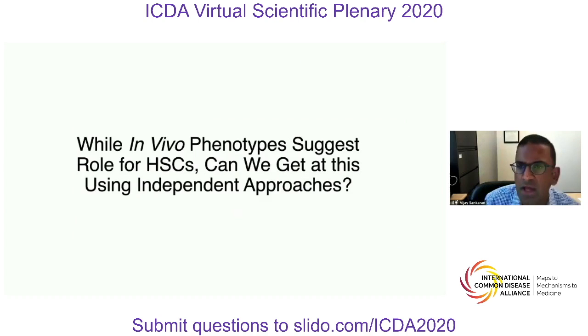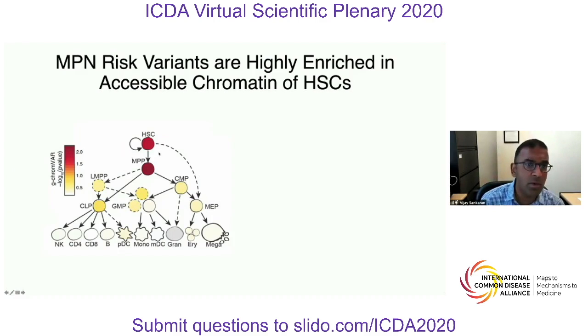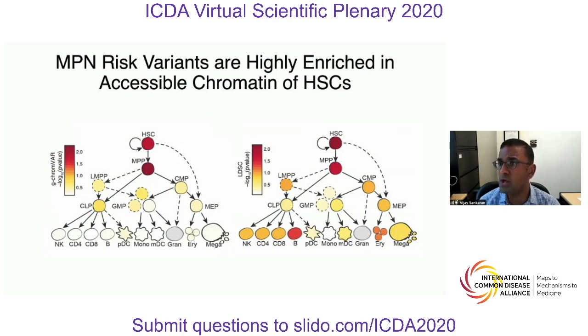Now, while these in vivo phenotypes have suggested a role for stem cells, we wanted to see if we could get at this using independent approaches. One approach we could take is to start to ask whether fine-mapped variants overlapped at all with accessible chromatin in specific cell states. And indeed, if we do this analysis, we can see that there's strong enrichment in stem cells as well as multipotential progenitors upstream of all common blood cells, as shown here. If we look across the entire genome and use partitioned LD score regression, we can once again get a strong enrichment in stem cells as well as multipotential progenitors, really illustrating that this compartment is likely to underlie much of the risk.